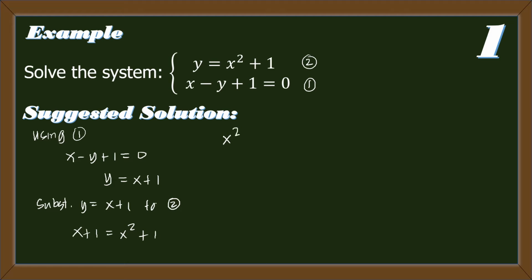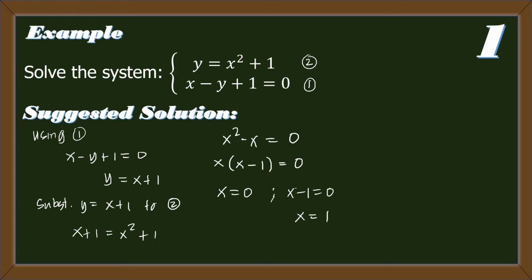We have x squared minus x is equal to 0. To solve for x, we're going to solve this quadratic equation by factoring. So we have x times the quantity x minus 1 is equal to 0. Equating each factor to 0, we have x equals 0 and x minus 1 is equal to 0. Then the solutions to the quadratic equation are x equals 0 and x is equal to 1.